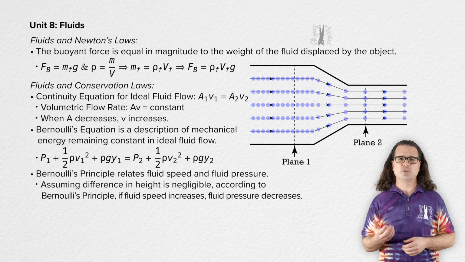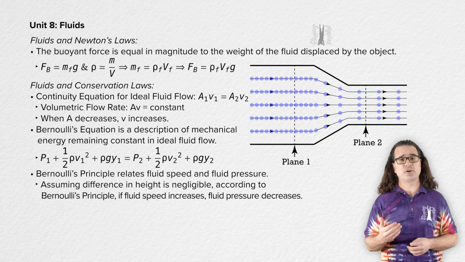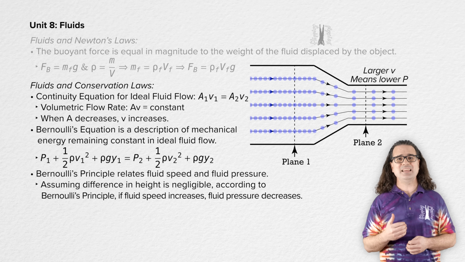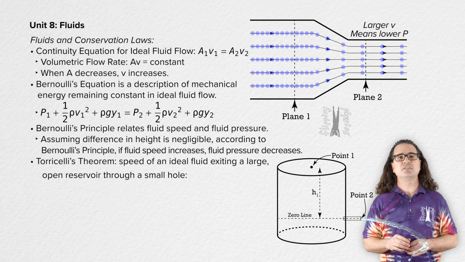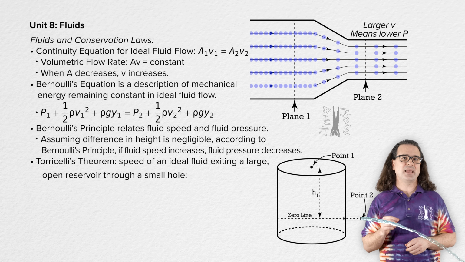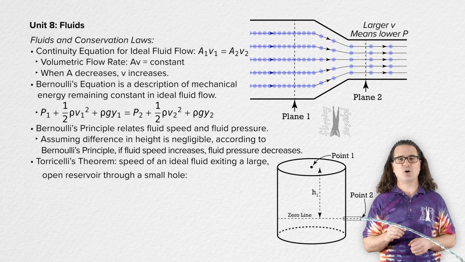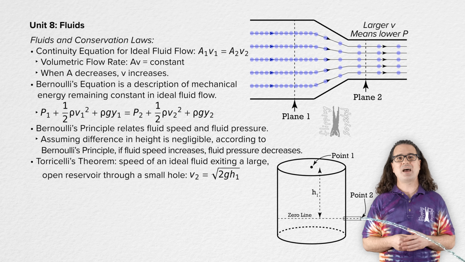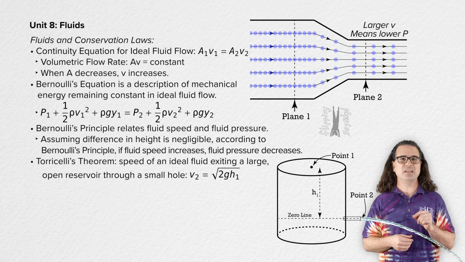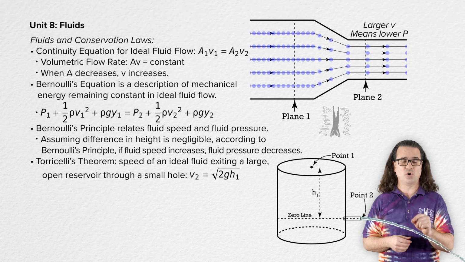For example, assuming the difference in height is negligible, according to Bernoulli's principle, if fluid speed increases, fluid pressure decreases. Torricelli's theorem gives the speed of an ideal fluid exiting a large open reservoir through a small hole. That speed equals the square root of 2 times gravitational field strength times the vertical height of the top of the fluid in an open reservoir above the small hole.